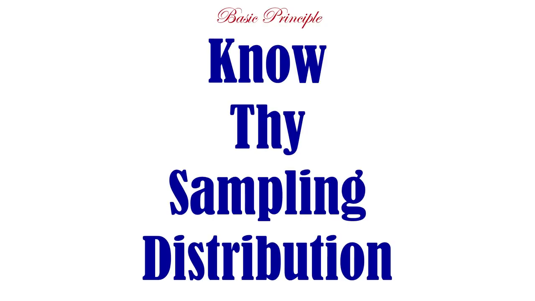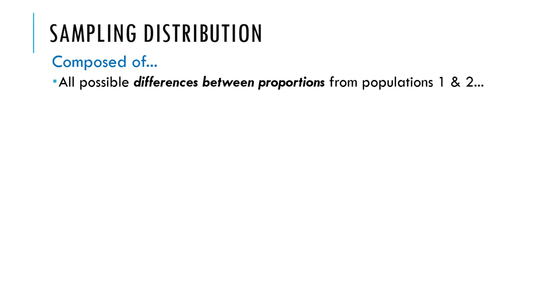Now let's remember that we have a sampling distribution. It's going to be a normal-shaped sampling distribution because I've already told you it's a z. It's composed of all possible differences between proportions. So it's composed of all possible, take a sample from the population that proportion 1 came from, take a sample from the population that proportion 2 came from, calculate the proportion of cases that are like this in sample 1, the proportion that are like this in sample 2, and then the difference between those two proportions. There's one value for your sampling distribution.